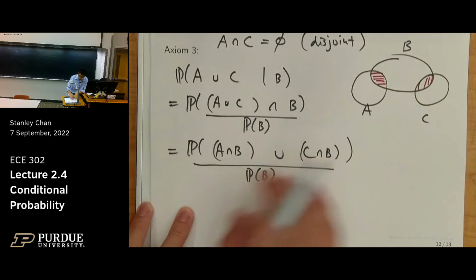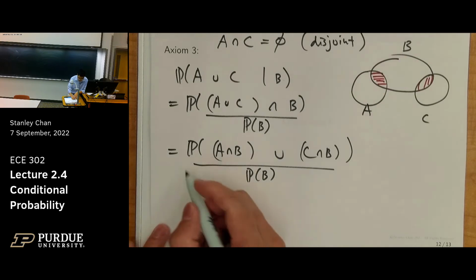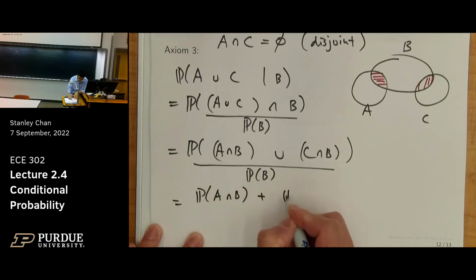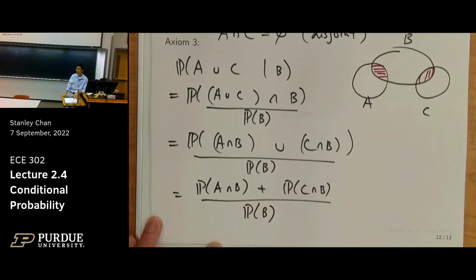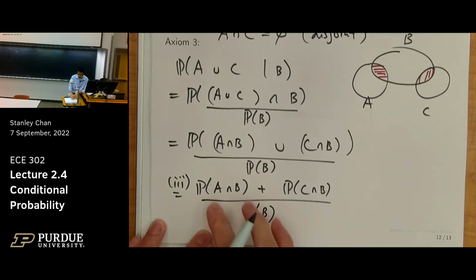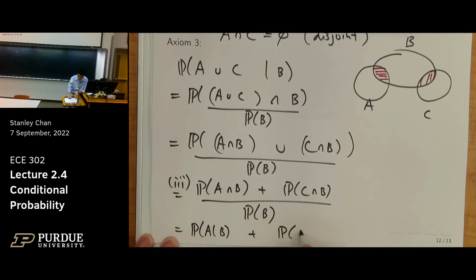So since they're disjoint, the additivity law will apply. And so you will have the probability of A intersect B plus the probability of C intersect B, divided by the probability of B. Okay? And that is axiom number 3. And now I divide by the probability of B, so I will get the probability of A given B, and then the probability of C given B.